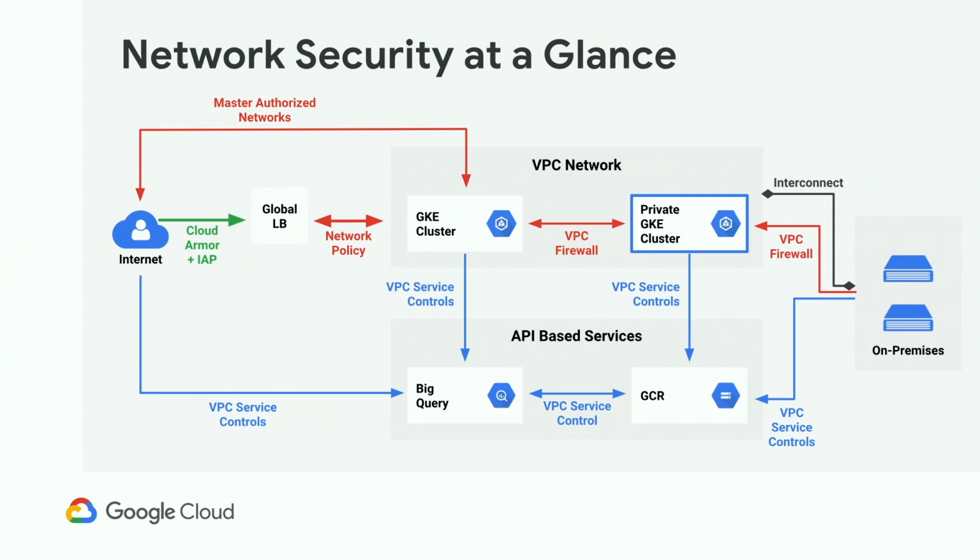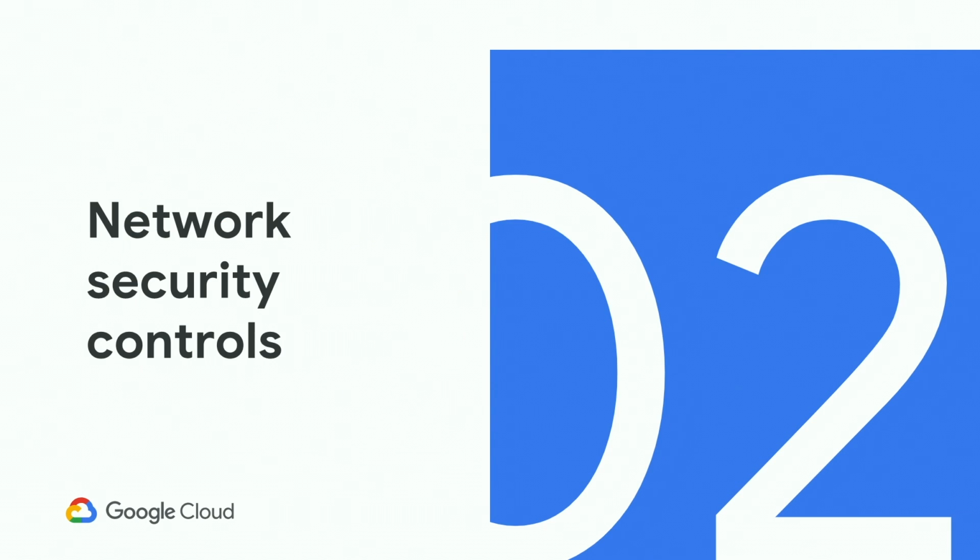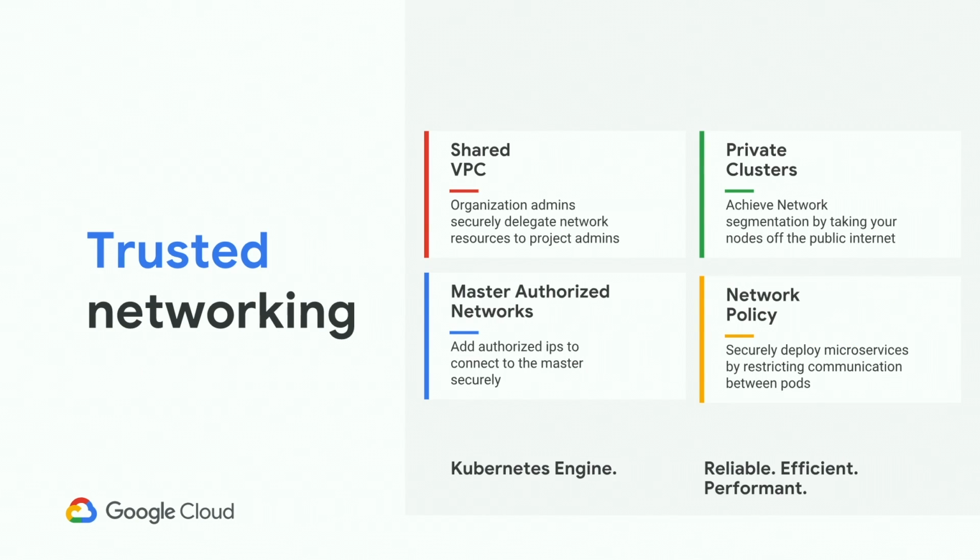Similarly, you have network policy if we drill down within a single cluster for a setup for service-to-service communication. So let's talk about the network security controls in detail. The first thing we are going to talk about is shared VPC.